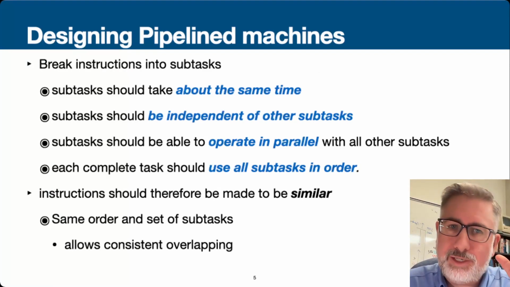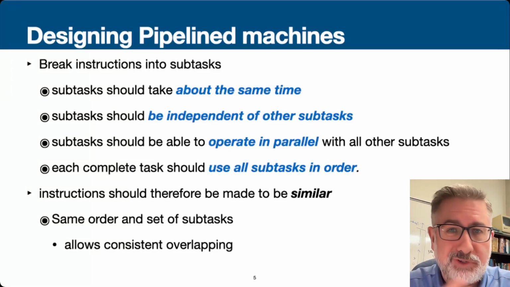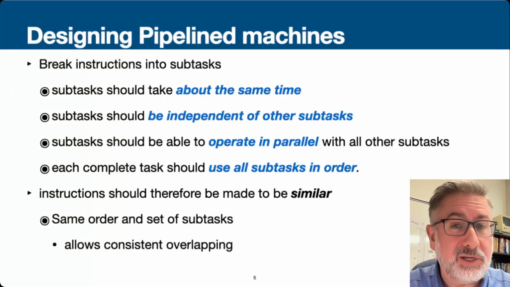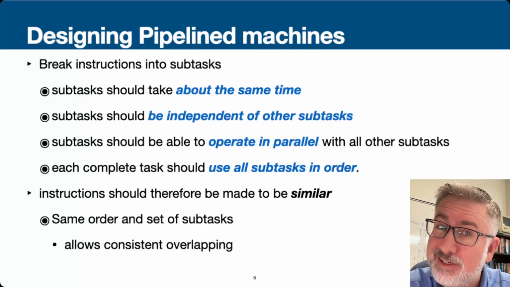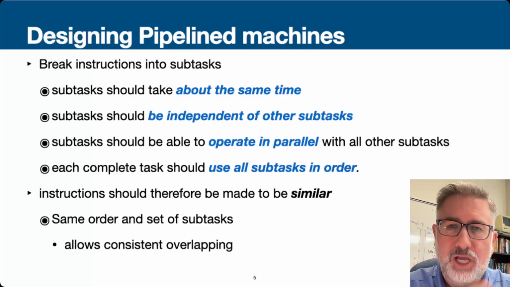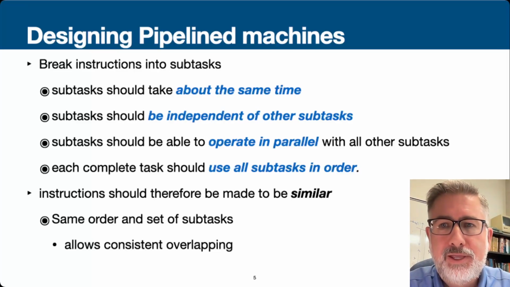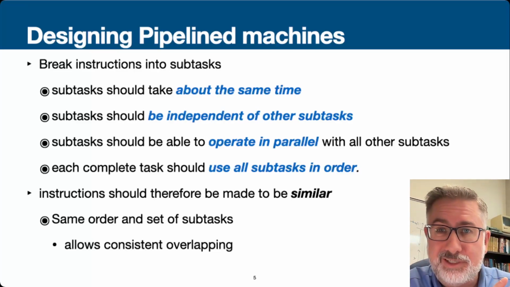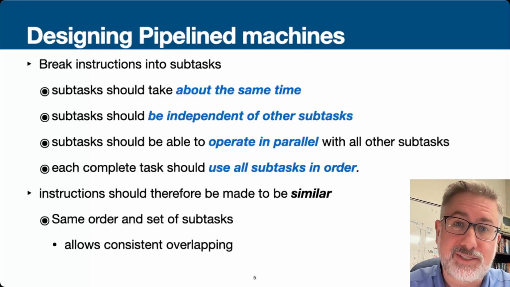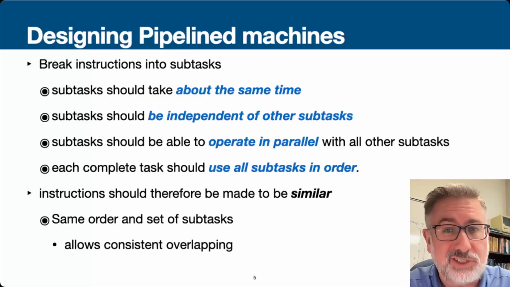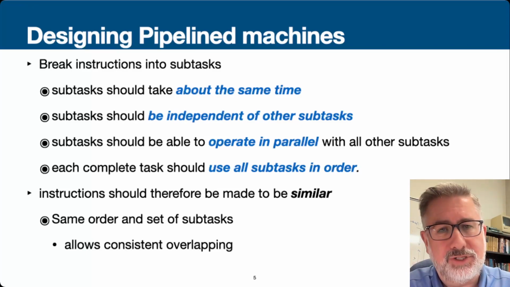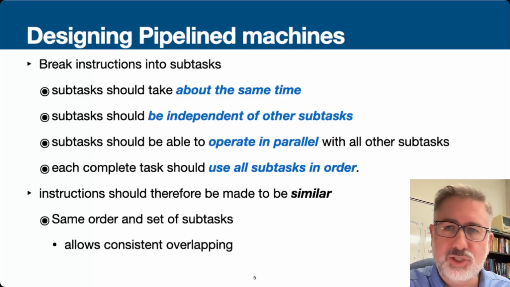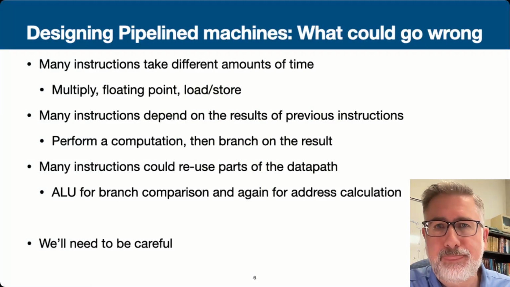So we're going to break our machine that we built down into some subtasks that should take about the same amount of time. They should be independent of other subtasks, and they should be able to operate in parallel. And each complete task should use all the subtasks in the same order. Now, these are really, really strict constraints, but they give an idea of how to actually put this stuff together for a first pass, and then we can relax some of these constraints as we figure out what things work well and what things don't work well.